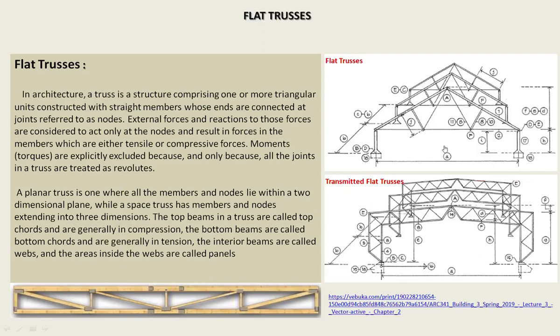A planar truss is one where all the members and the nodes lie within a two-dimensional plane, while a space truss has members and nodes extending into three dimensions. The top beams in a truss are called top chords and are generally in compression. The bottom beams are called bottom chords and are generally in tension. The interior beams are called webs, and the areas inside the webs are called the panels. As you can see here, flat trusses and the transmitted flat trusses.